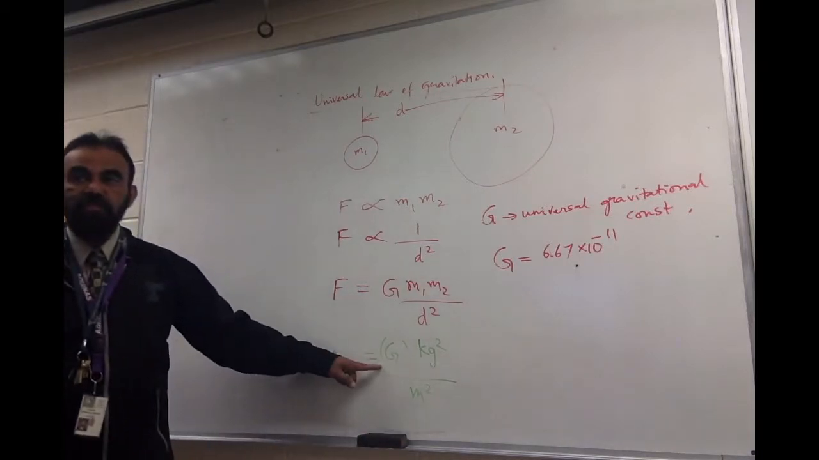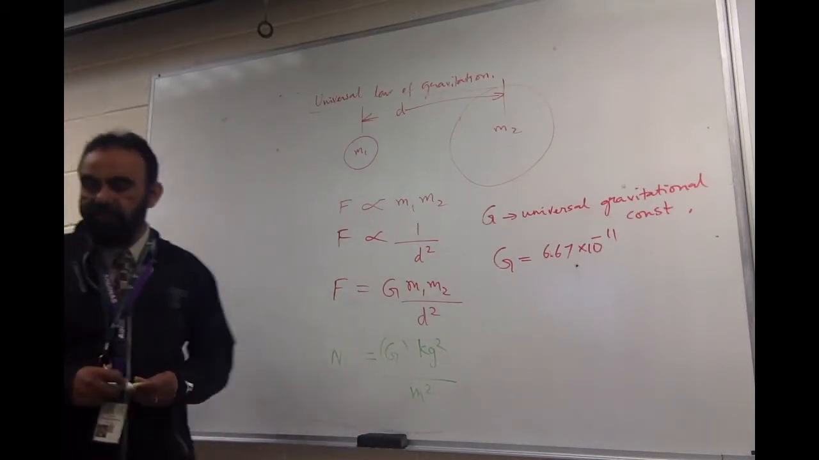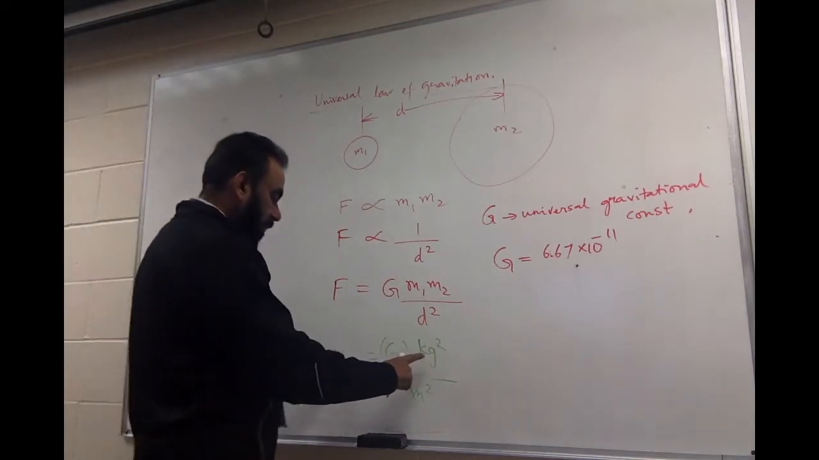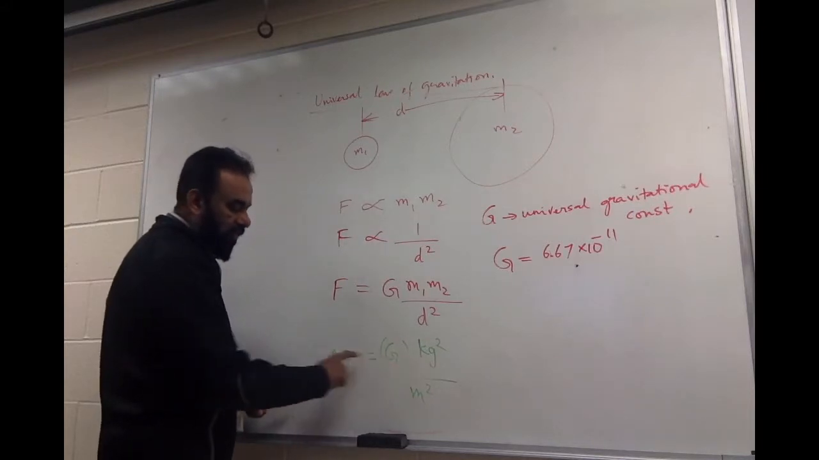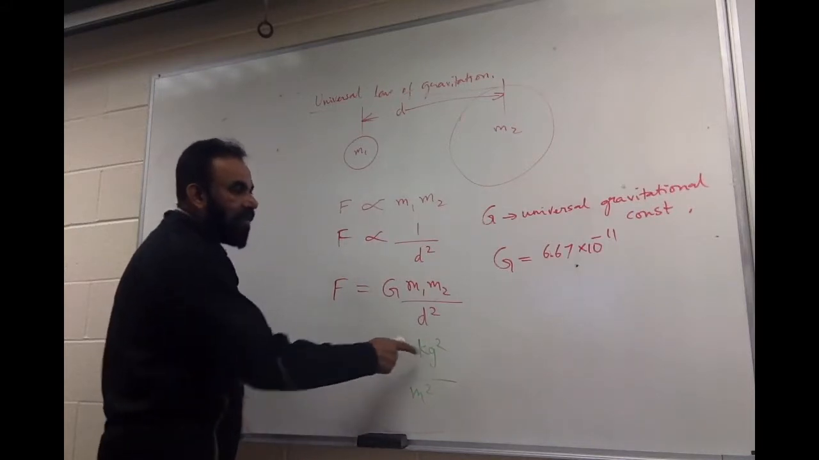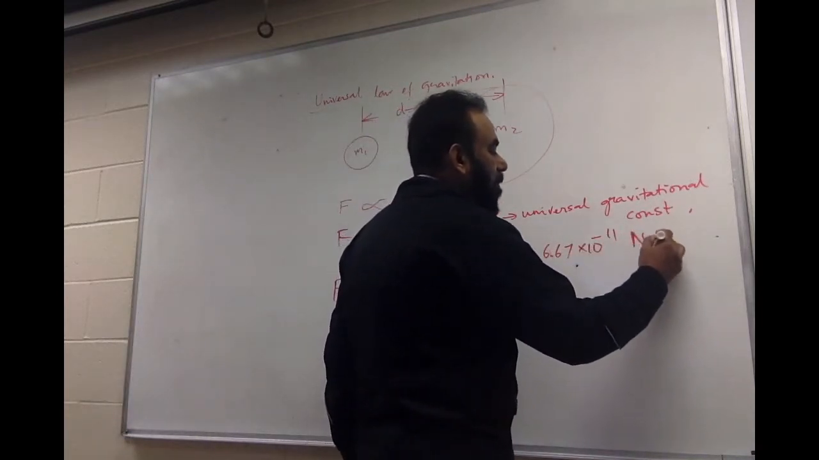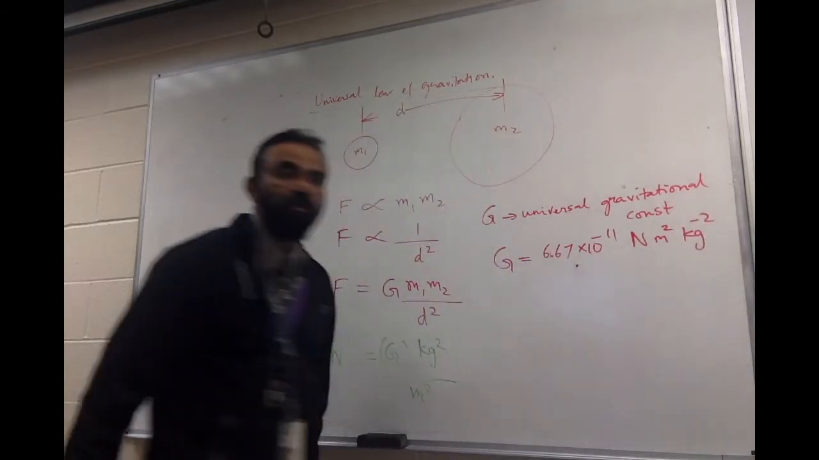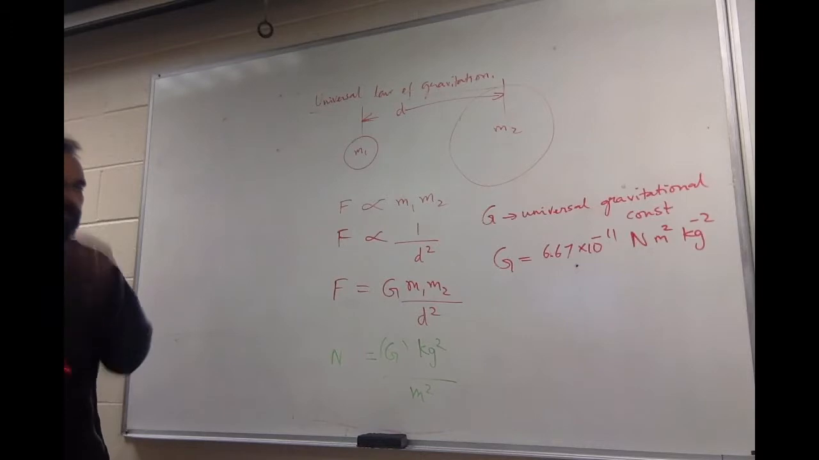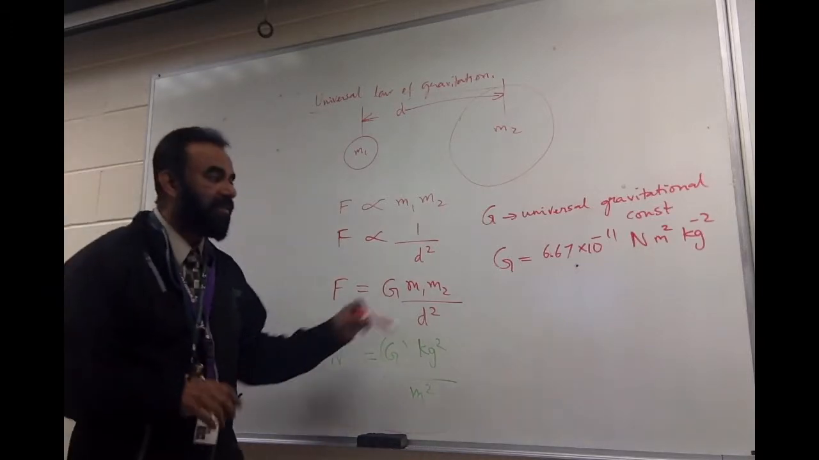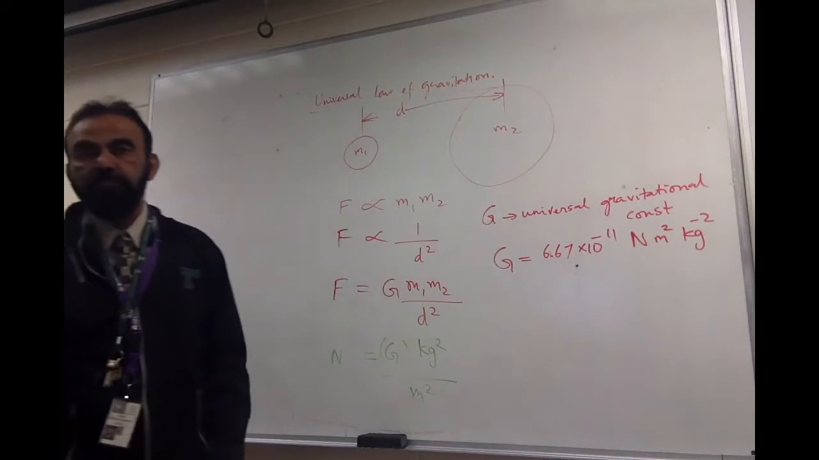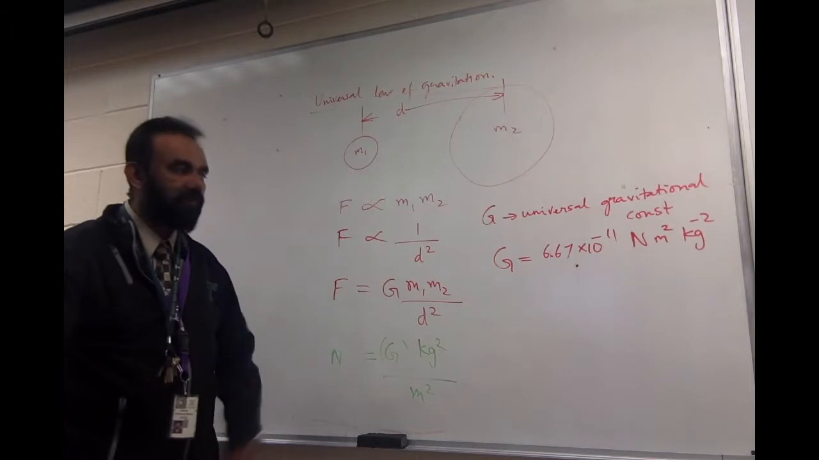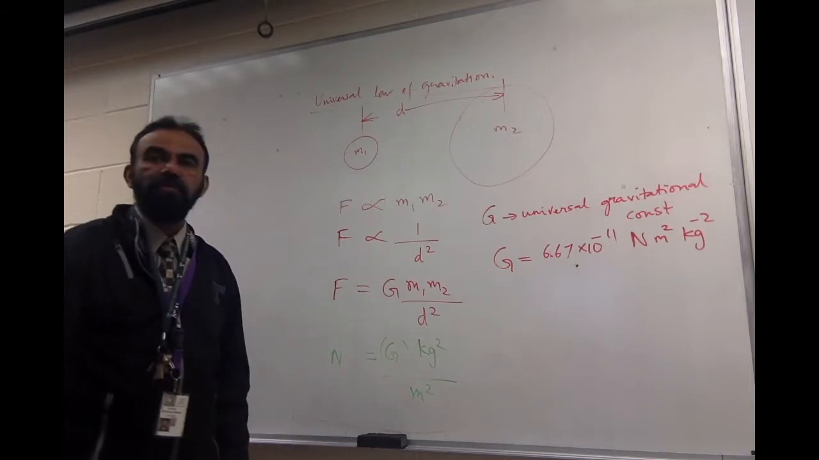Now, can you make G the subject of the equation? Yeah. So what do you get? If you want to single out the G, G is equal to Newton times meter squared divided by kilogram squared. So it's Newton meter squared kilogram to the minus 2. So that is the unit of capital G. And this is always provided for you. You're not supposed to memorize those numbers. It is a universal constant, but it is something that will be provided to you.